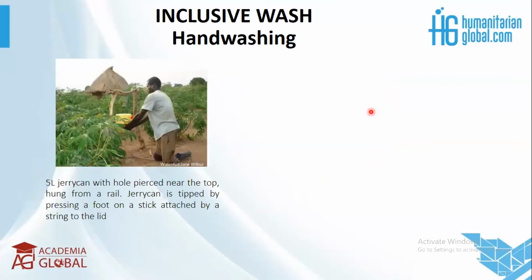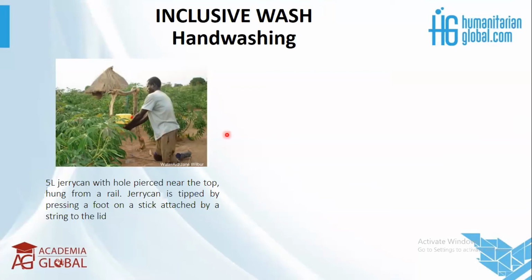The last one is on hand washing: how we design, or how we encourage households to design, hand washing technologies. This one has been lowered, so that it is tipped, and it's also lowered. Even if someone cannot stand, they should be able to press a foot on the stick and wash their hands comfortably. So the hand washing is not raised like the ones we usually design. This one has been lowered so that someone who is not able to stand can use it, and it can even be used by children.